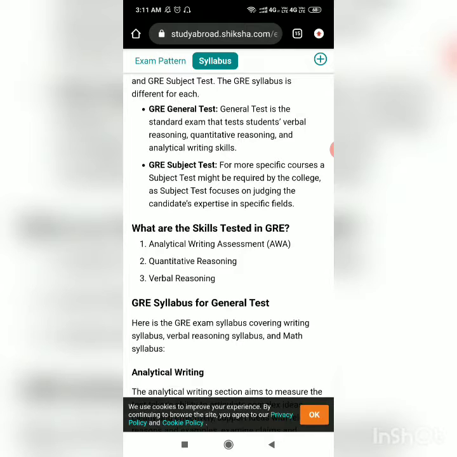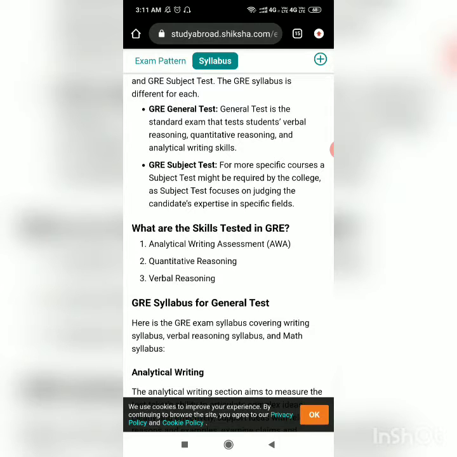GRE consists of three sections. One is the analytical writing section, in which an argument is given and you have to raise a point about it, and the other is an essay you write. That's the first part, the analytical writing assessment. There are two tasks in it. It is scored out of 6. I scored around 3 in it.